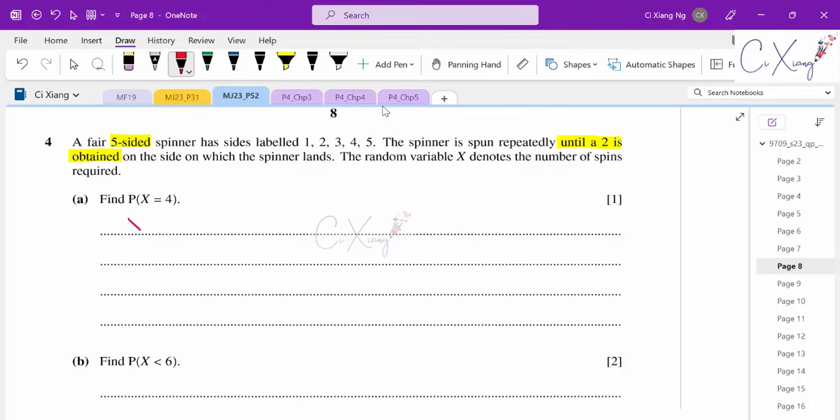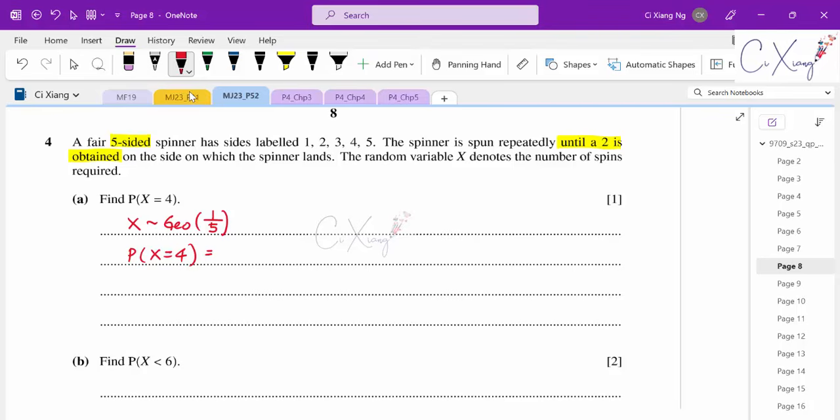Since I know that it is geometric distribution, I want to know the probability for a single throw to obtain a 2. To obtain a 2 for a single throw, the probability is 1 over 5. Now they said calculate the probability for x equals 4. So x equals 4 means what? Means that the first 2 appears at the 4th throw.